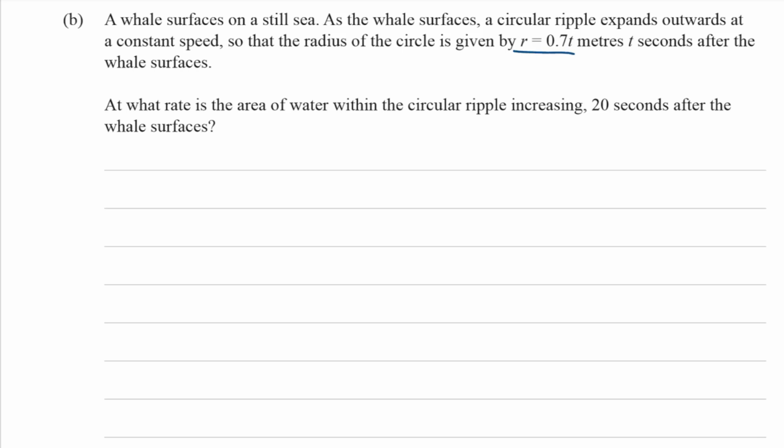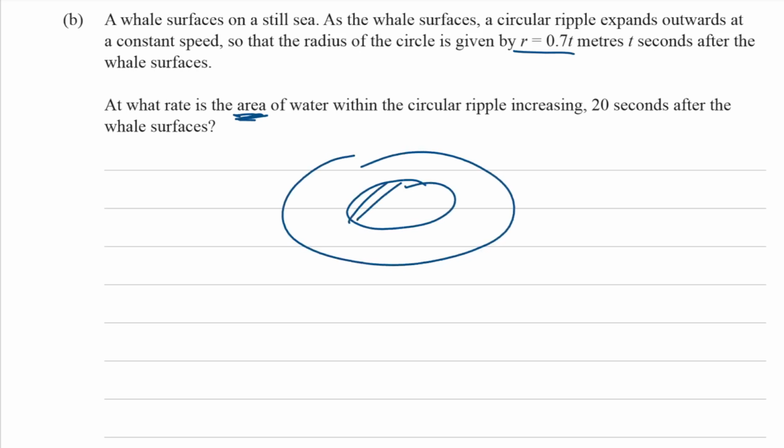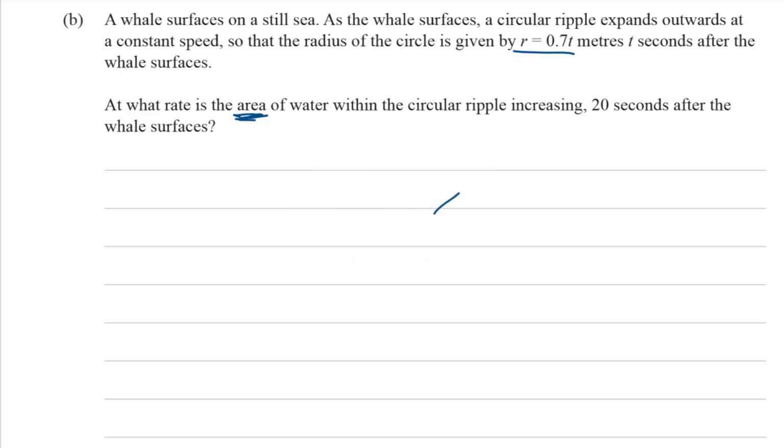We're asked at what rate is the area within that wavefront, so in other words the area of the circle, increasing. So at what rate is it increasing at a certain time? So the question is asking the rate of change of area. We are given the radius, so we can find an expression for the area in terms of our expression for radius.